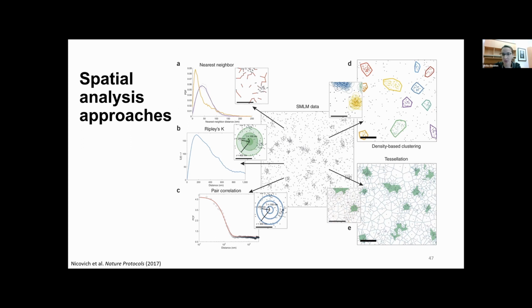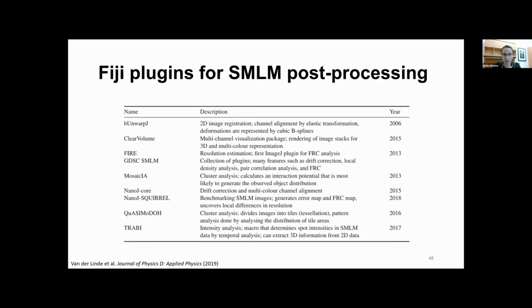So, therefore, different types of algorithms and understandings and operations for how to actually deal with these types of localizations needed to be, and still need to be, invented. But this is just a very brief overview of a quite nice protocol in Nature Protocols.